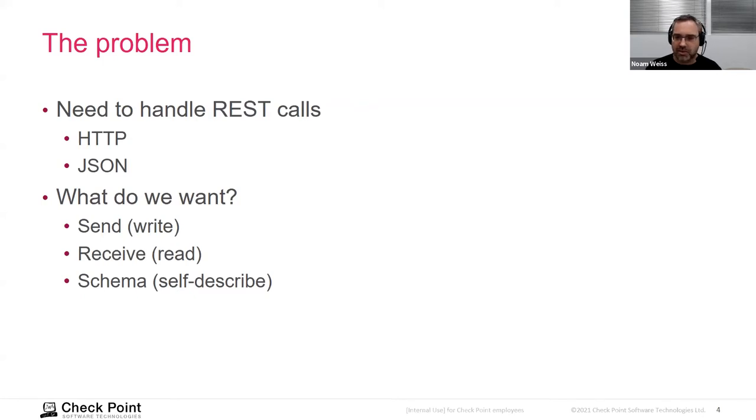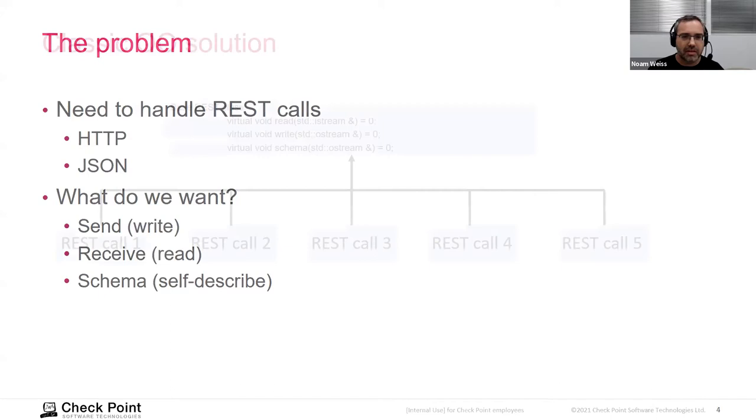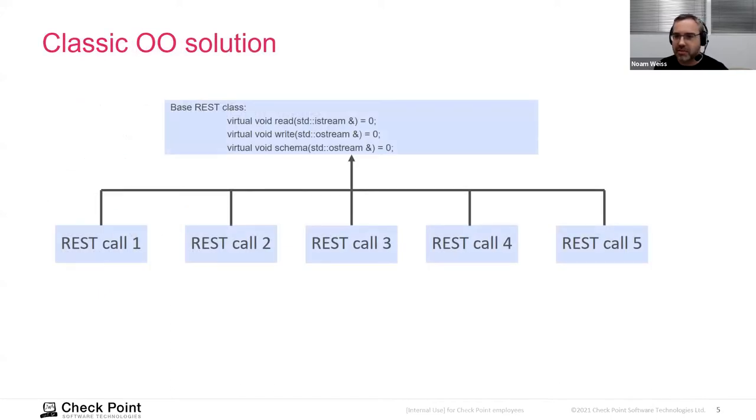We want to be able to generate a schema, basically to self-describe the REST call that we do. This is a way that many services can keep track of what's going on in the system. Basically you can imagine the classic object-oriented solution. We'll have some base class that does all the read, write, and schema, and we can inherit from that and implement all of our different REST calls.